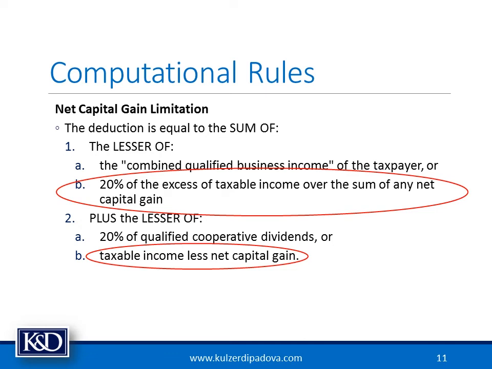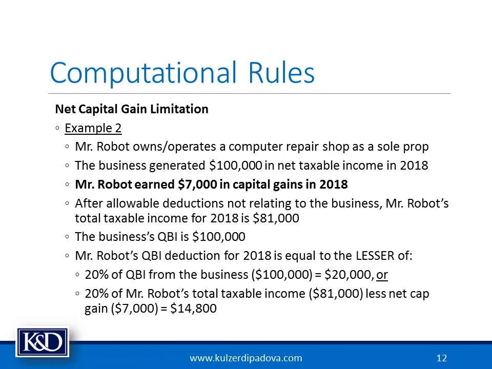So now I want to look at kind of the second part of those clauses. So it's not just a taxable income limitation. There's also a net capital gain limitation. So if we just revise our example, so same facts as before, except now Mr. Robot earned $7,000 in capital gains in 2018. So how does that change the calculus? Well, now when you're looking at the taxable income limitation, you have to reduce that by net capital gains. So you take the $81,000 taxable income and reduce that by $7,000. So the actual number is $74,000. 20% of that is $14,800. And again, you take the lesser of those two numbers, so the deduction is going to be $14,800.